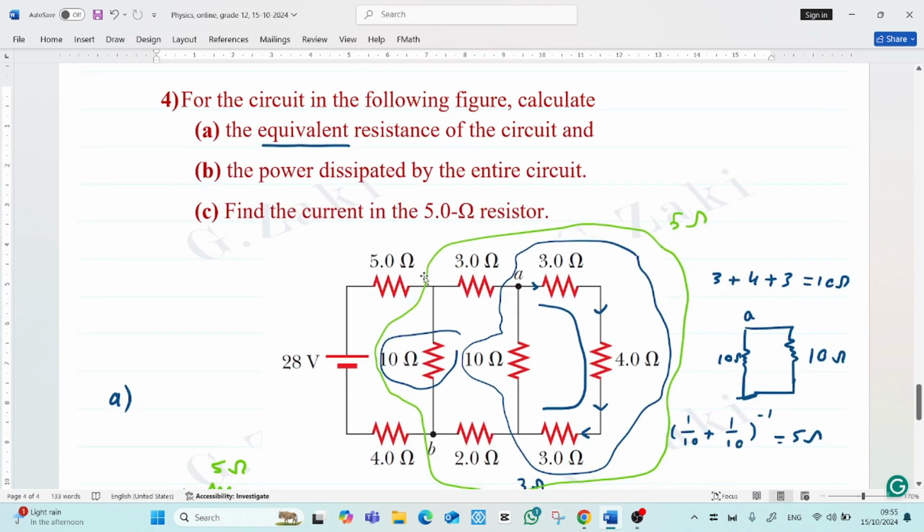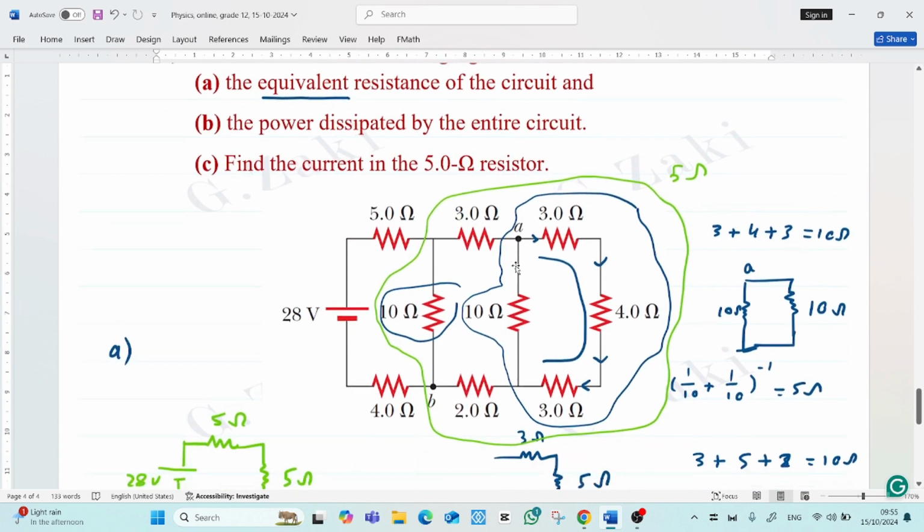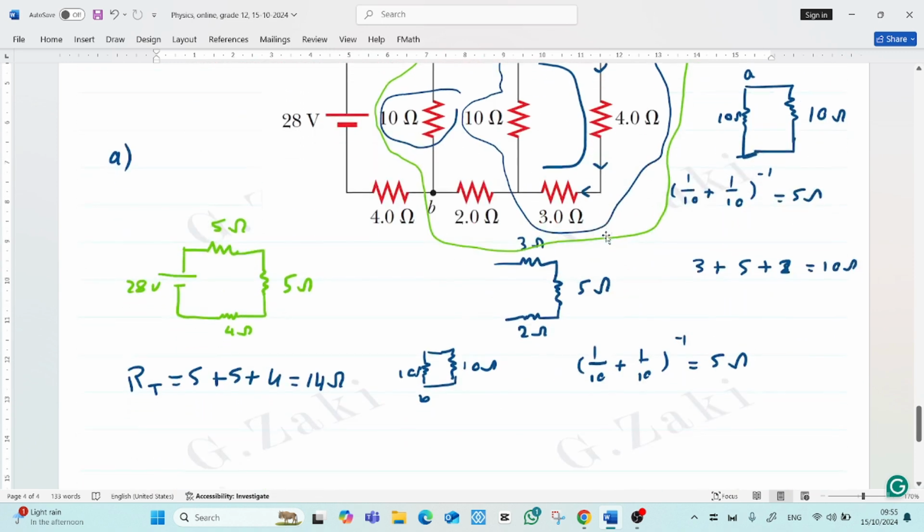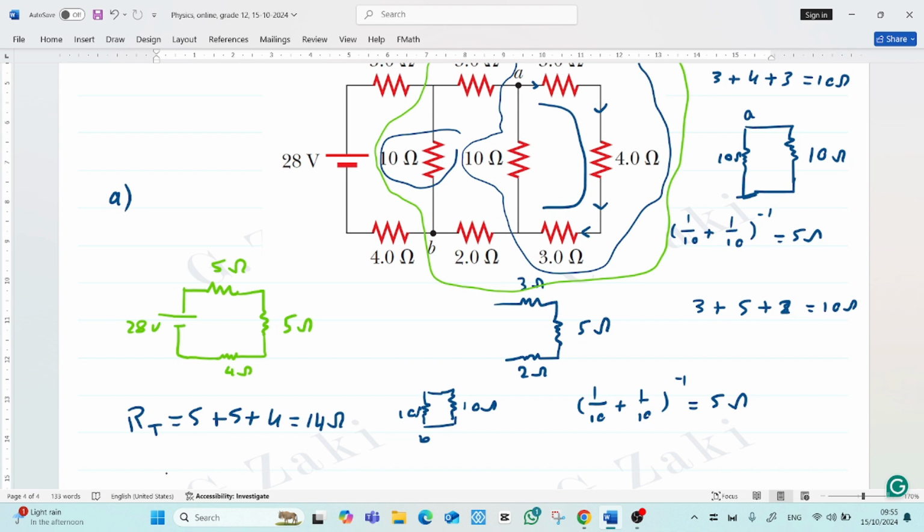What about part B? The power dissipated by the entire circuit. Here we have the voltage and we have the resistance. Then which formula for the power? V squared over R. V is 28, squared, over R, 14. The answer is 56 watt.